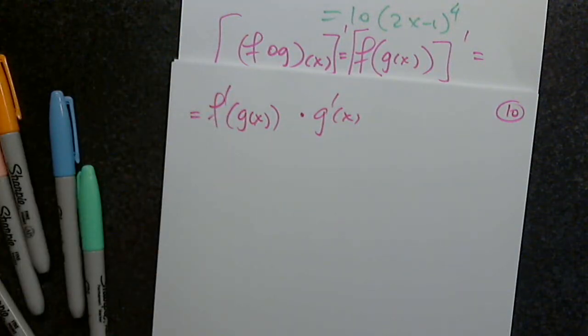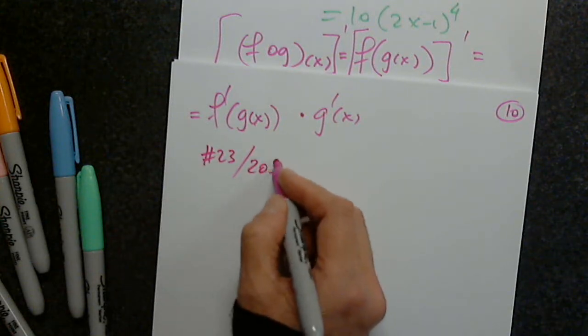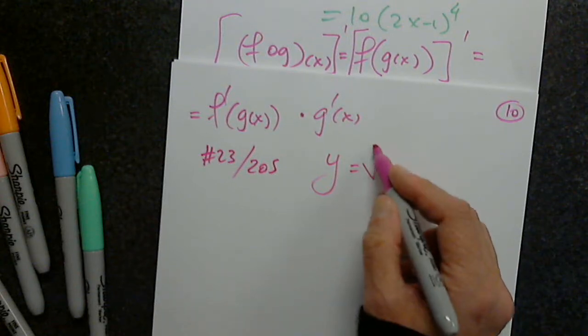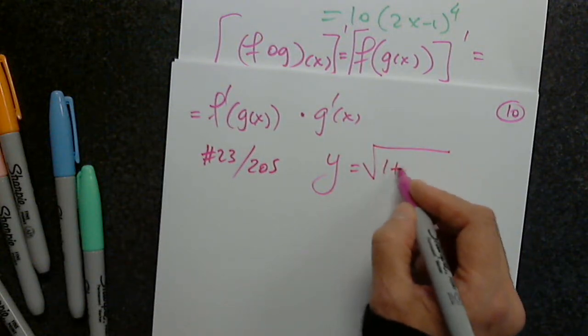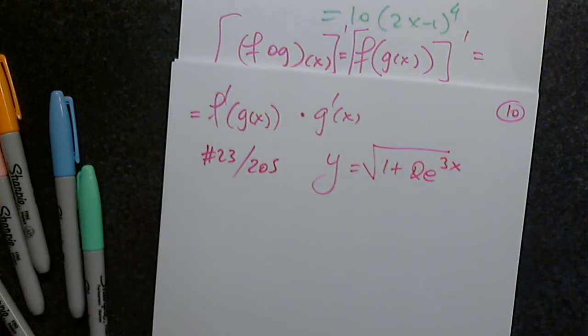Let's pick a problem and work on it for a minute. So let's say, yes, 23 caught my eye, and I'll show you examples, and you can choose the next. y equals the square root of 1 plus 2e to 3x. I believe it's 3x, is it? Yes. Good.